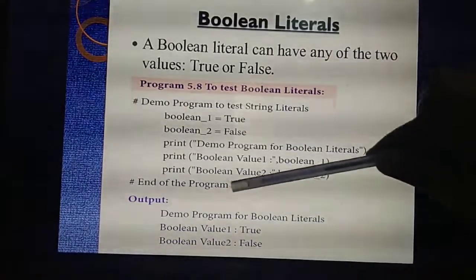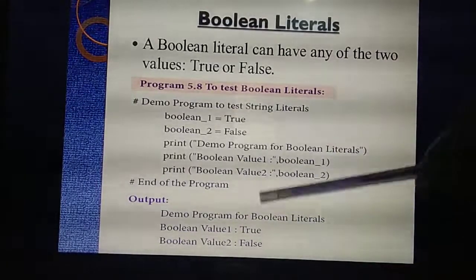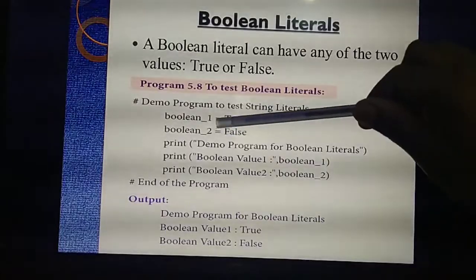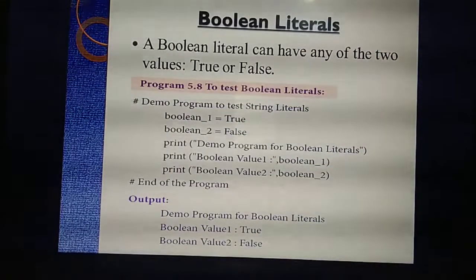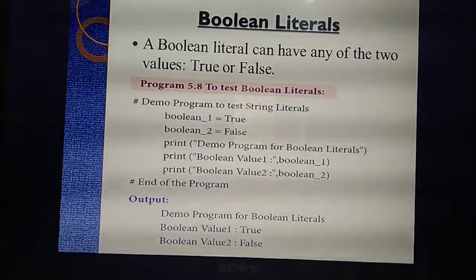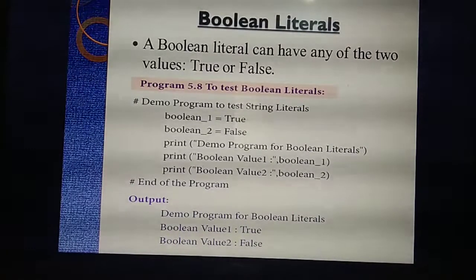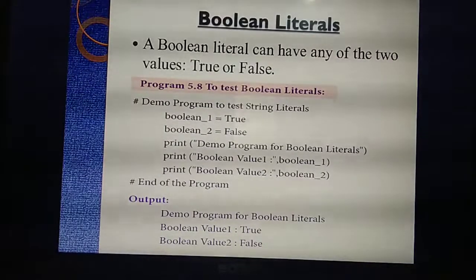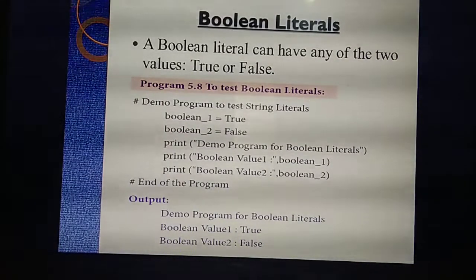Understand? Second, Boolean value 2. So I am calling the second variable called Boolean 2. So what answer will you get? False. Understand? This is a very simple program only. You are declaring two variables, Boolean, true or false. Those variables you are printing by calling that variable. Understand?